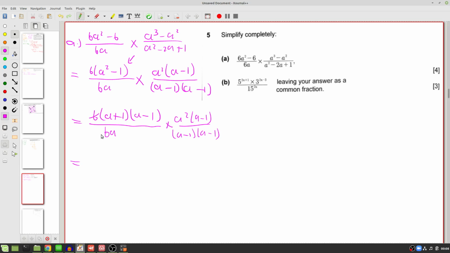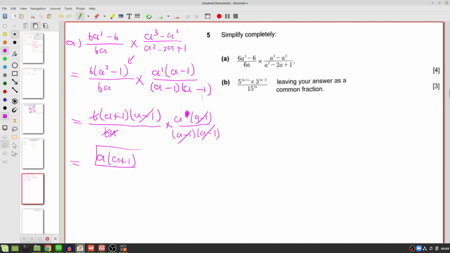Okay, so the 6 cancels out the 6. This a plus 1 doesn't have anything to cancel out with. A minus 1 can cancel out with a minus 1. A squared, one of the a's here, so let's cross that one out. One of those a's can cancel out with that one. And this a minus 1 can cancel out with that a minus 1. So what do we have left? At the top, we've got an a and this bracket. We've got that left. And at the bottom, nothing.